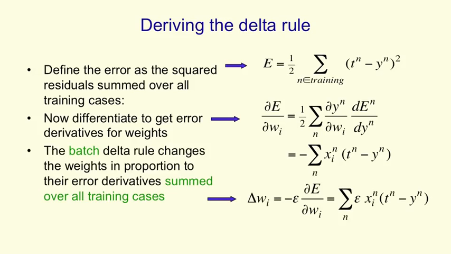So our learning rule is now we change the weights by an amount that's equal to the learning rate epsilon times the derivative of the error with respect to a weight, dE by dwi, and with a minus sign in front because we want the error to go down. And that minus sign cancels the minus sign in the line above, and we get that the change in a weight is the sum over all training cases of the learning rate times the input value times the difference between the target and actual outputs.